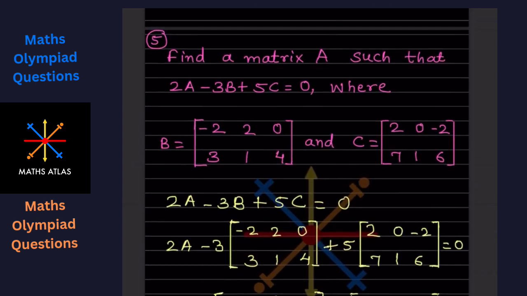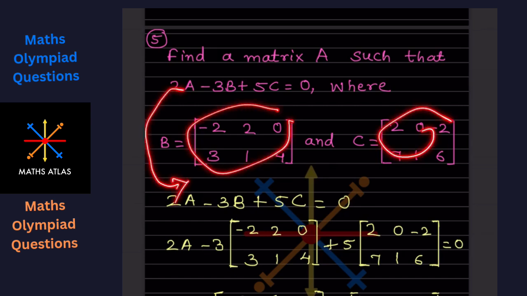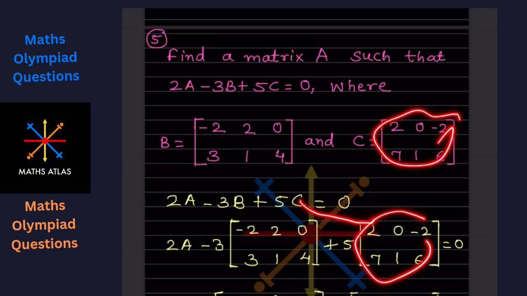So now look at this one. Find a matrix A such that 2A minus 3B plus 5C is 0, where this B and C are given. So this equation, we are going to write it as it is first. So 2A minus 3B plus 5C is 0. So what will you write here? Now, because we don't know A, I kept this A part as it is first. So minus 3. In place of B, I wrote this one. 5 plus 5 here as it is. In place of C, I wrote this all over here is equal to 0.